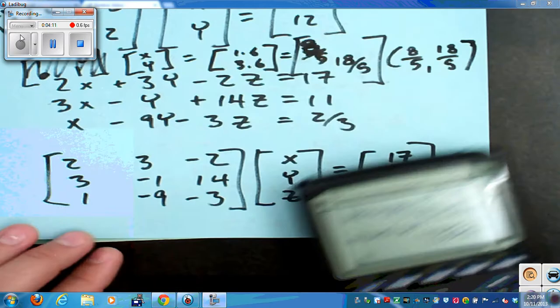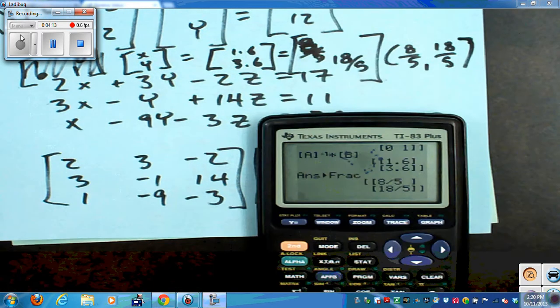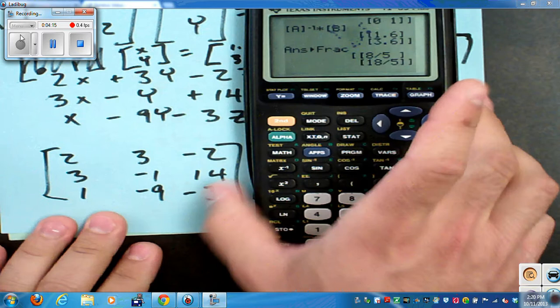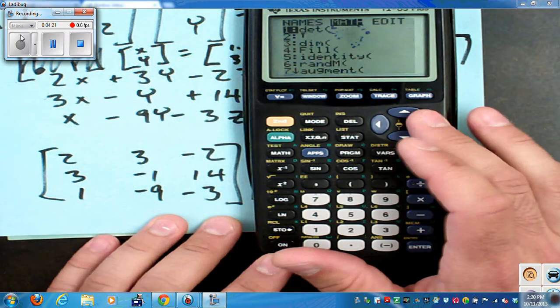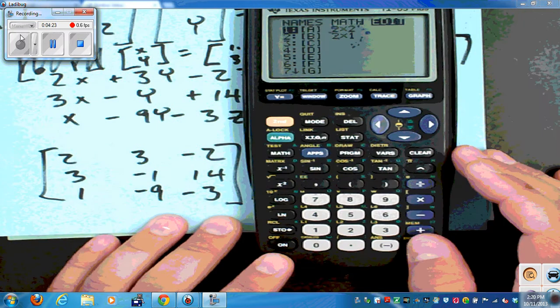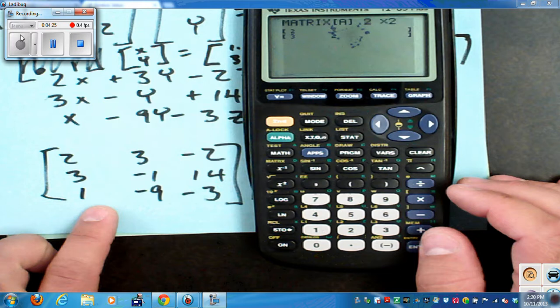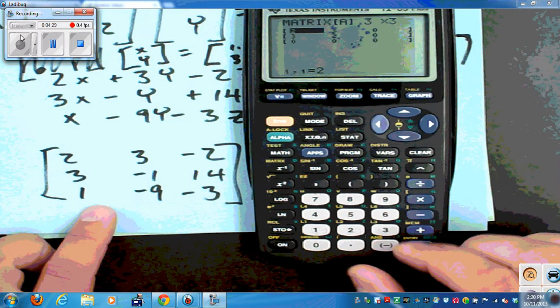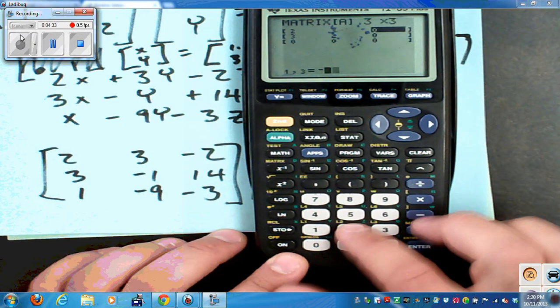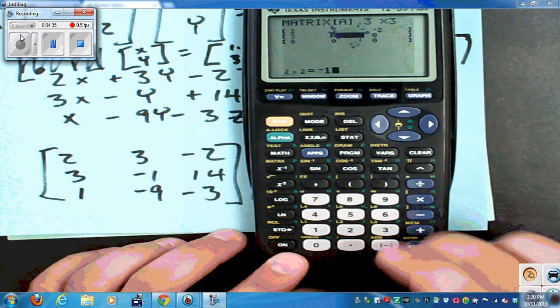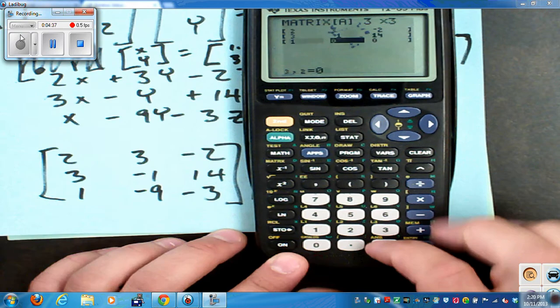Now we're going to do the next one. This one right here, I'm going to go back into my matrix screen. Second matrix. I'm going to go to edit. This time I'm going to edit A. And notice that this one is a 3 by 3. So I'm going to do 3, enter, 3, enter. Now I'm going to put all the values in: 2, 3, negative 2, 3, negative 1, 14, 1, negative 9, and negative 3.